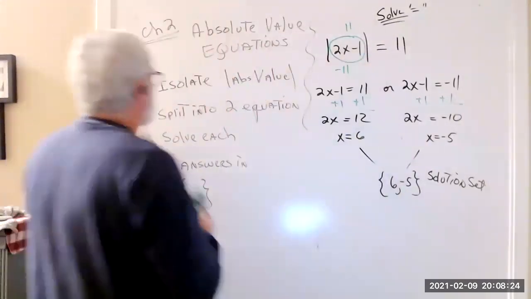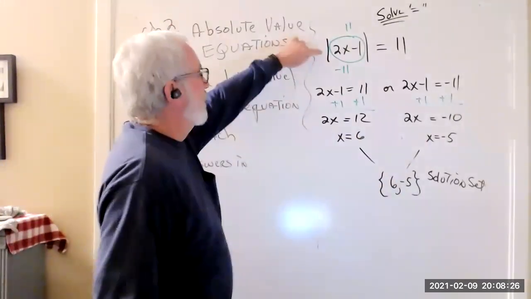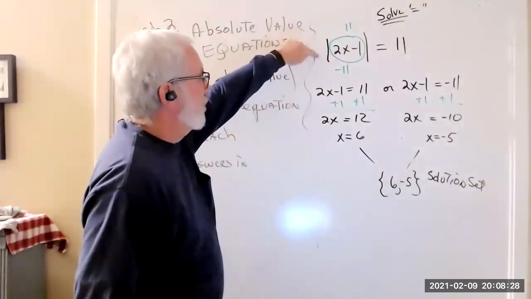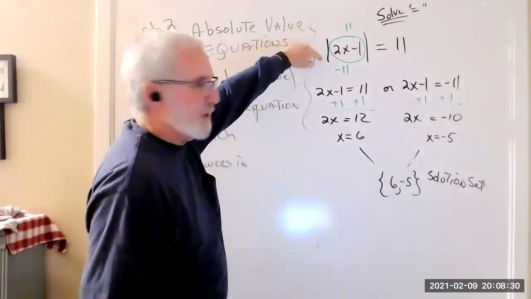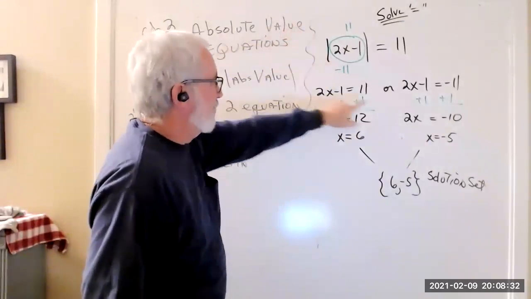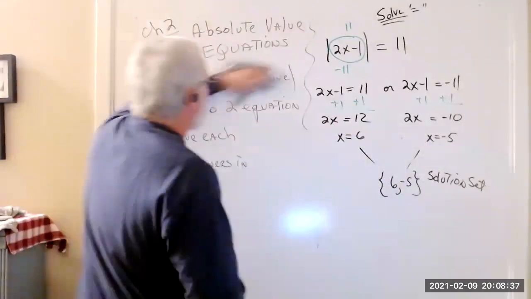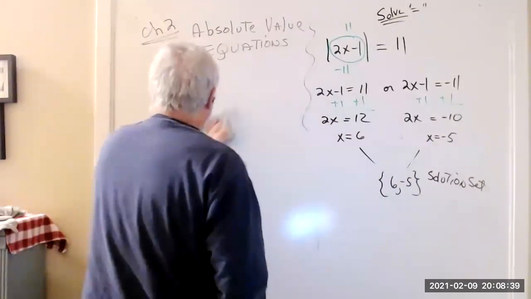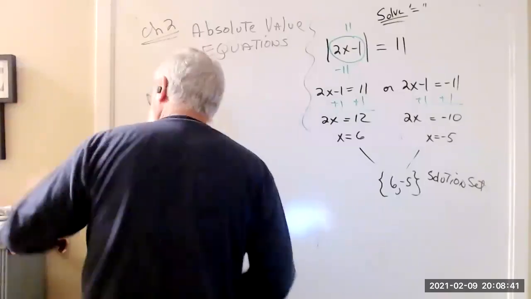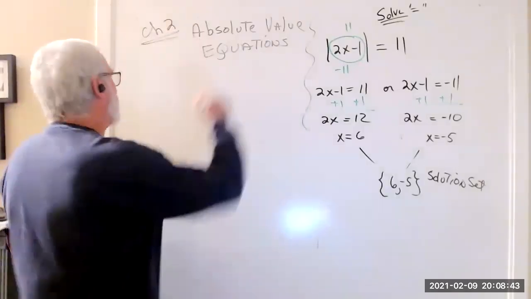So let's try another one. Look what I did. It's already isolated. I'm not tricking you. Isolate means get it alone. I'll show you that in a minute. Split it up into 2 problems, solve each one, throw them in a solution set. So with that, we'll pause. And you guys can try this.